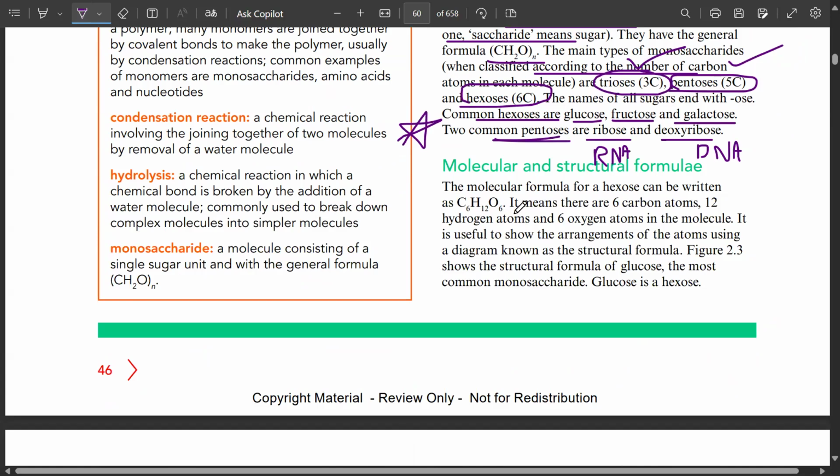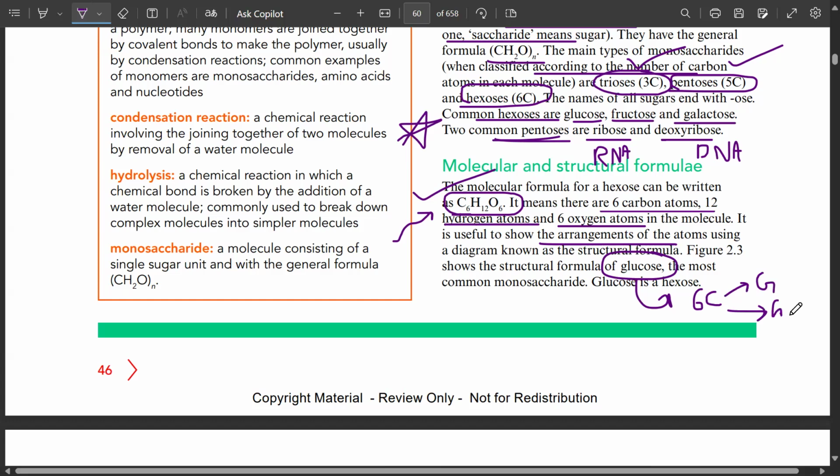What is meant by molecular formula? Molecular formula tells you the actual number of atoms in any molecule. For example, glucose's molecular formula is C6H12O6, meaning that in glucose there are 6 carbon atoms, 12 hydrogen atoms, and 6 oxygen atoms in the molecule. It is also useful to show the arrangement of the atoms using a diagram known as a structural formula. And we can see the structural formula of glucose as it is a hexose. So within hexoses we have 3 types. First one is glucose, then we have galactose, and then we have fructose.